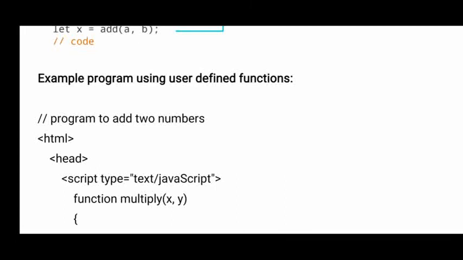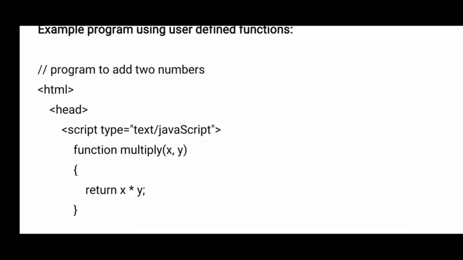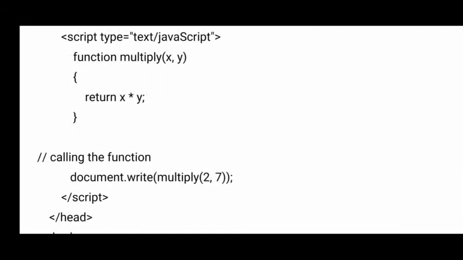Now here is an example program you can see. Program to add two numbers. HTML head, script type equals to text JavaScript. So wherever you write a script tag, from that point your JavaScript code will start. Now what is a user defined function here? Function multiply. Multiply is a user defined function, and how many parameters is it taking? Two parameters, x comma y.